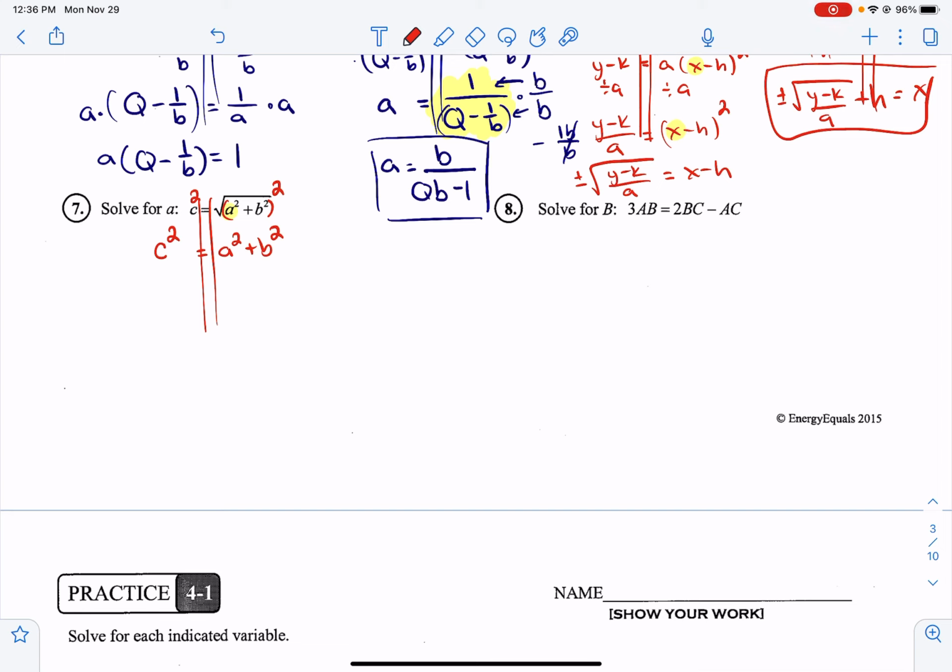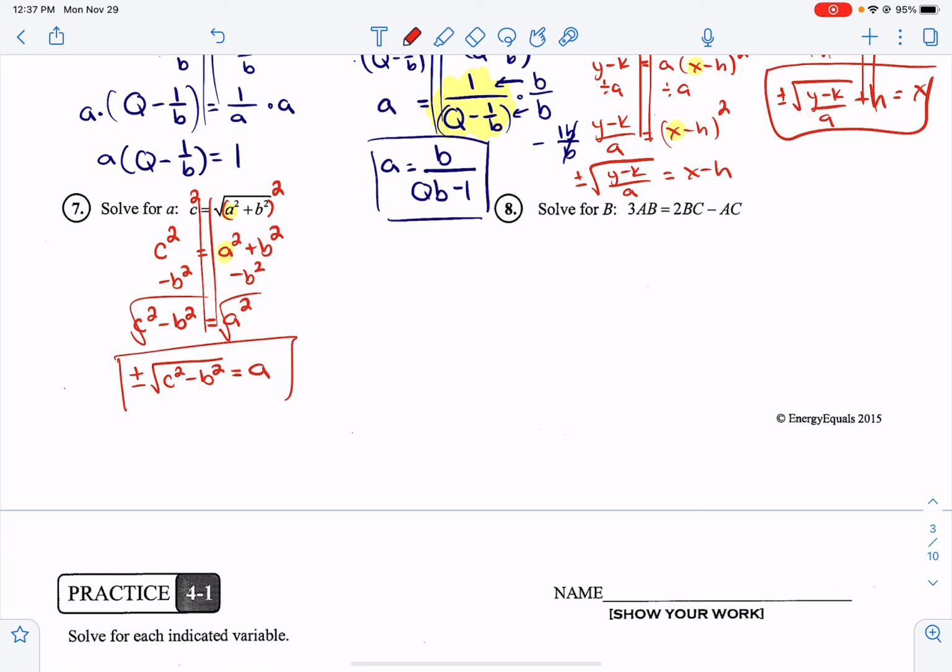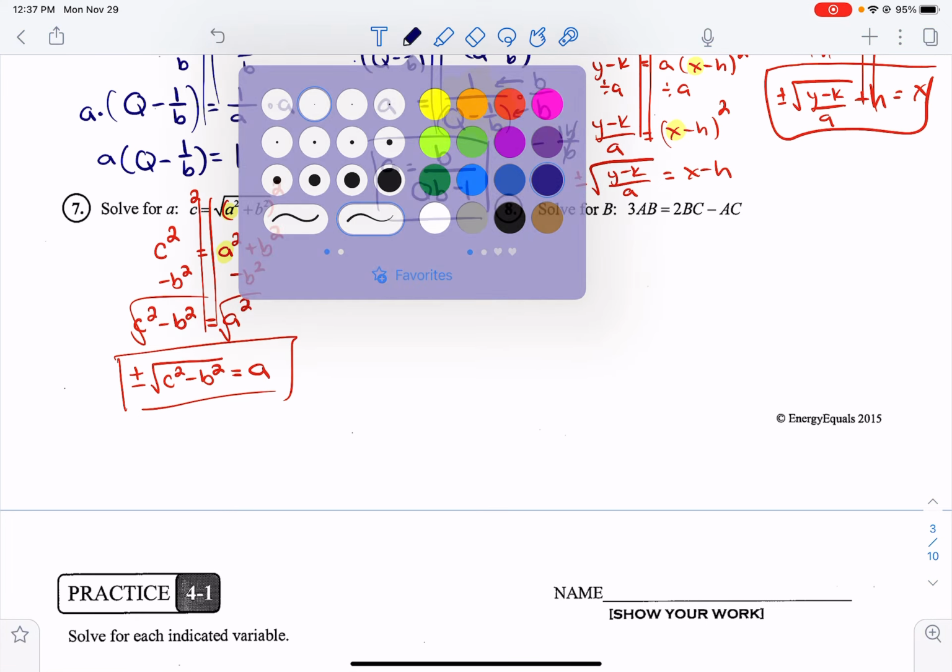Well, I want a alone. It's not there yet. So let's minus b squared from the right, minus b squared on the left. So c squared minus b squared equals a squared. And now to get a alone, I'm going to square root both sides. So I get plus or minus the square root of c squared minus b squared equals a. And that's my final answer. Nothing simplifies further than that.